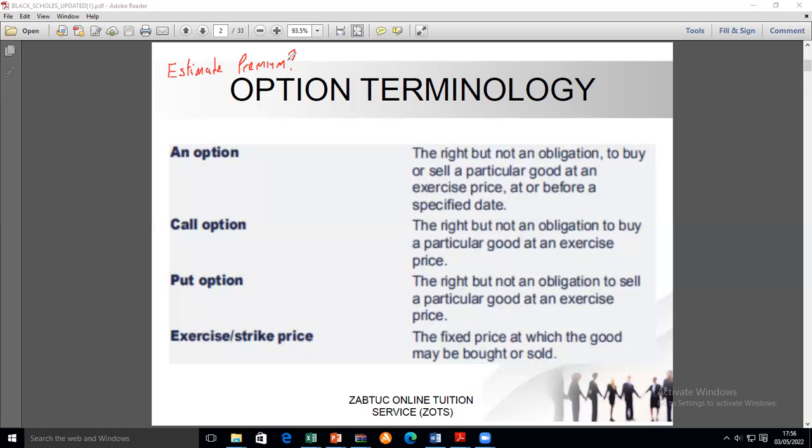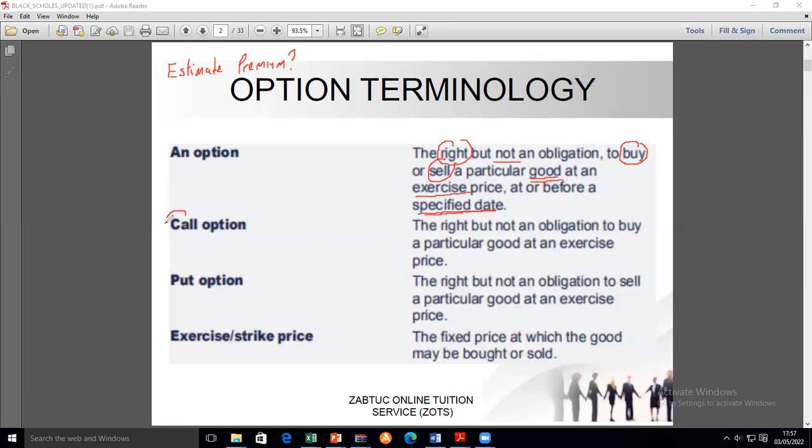The syllabus expects that you must be able to learn a formula that you can use to estimate the premium. Not only that, you must go a step further and apply the same formula. So what is an option? We have come across this already, isn't it? It's a right, but not an obligation. And this is a right to buy or right to sell a particular good or product at an exercise price at or before a specified date in the future.